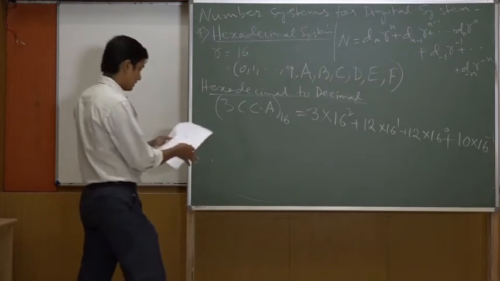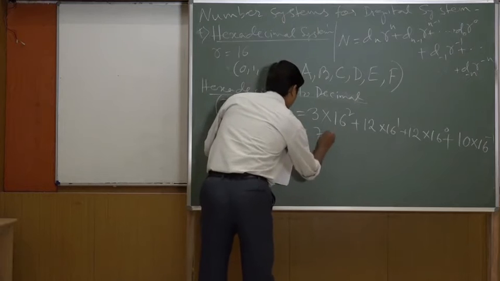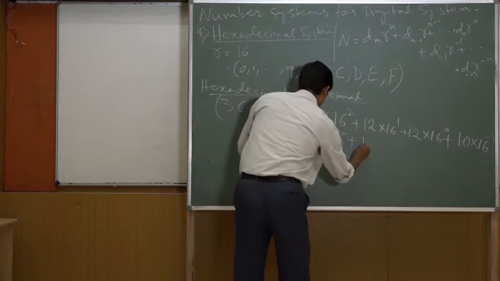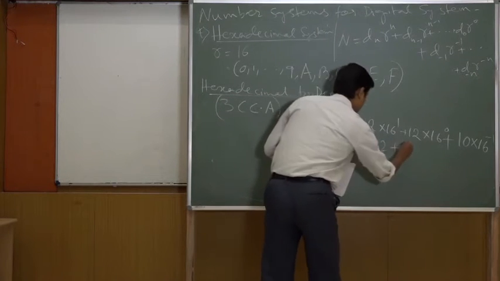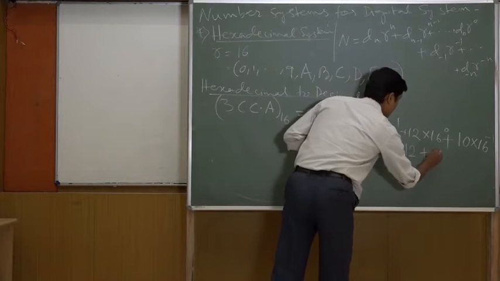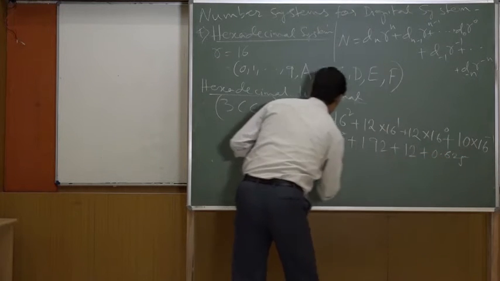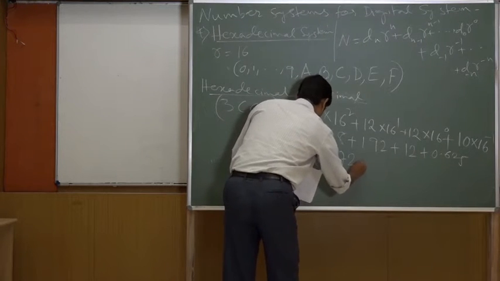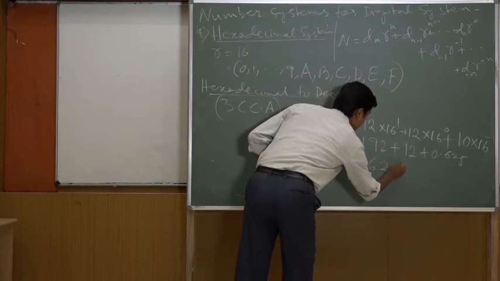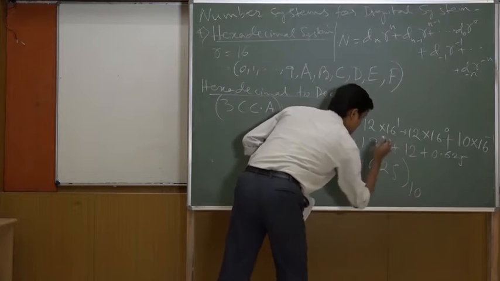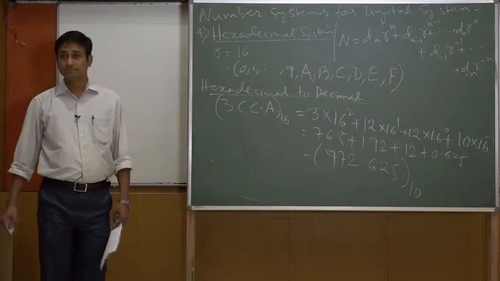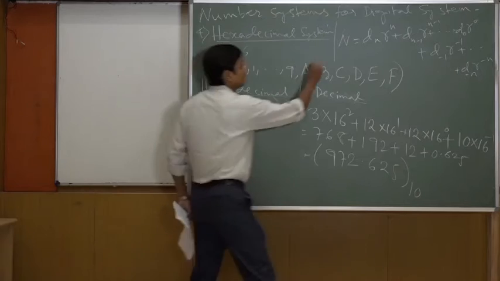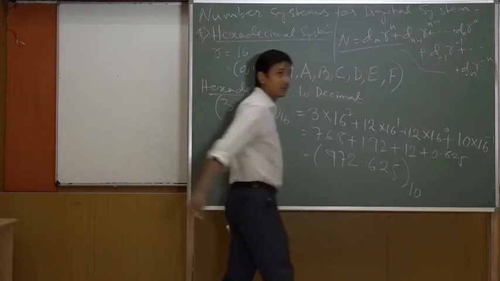Do it. The numbers you will get are 768, 192, 12, 0.625, and finally 972.625 in decimal, using the same formula that we have used there.